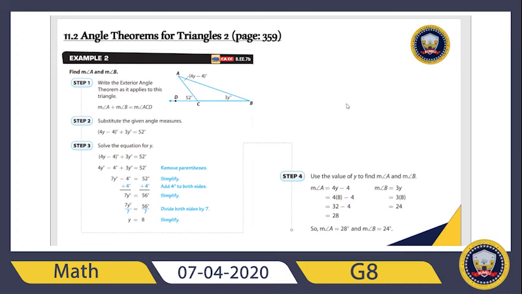Now let me add another question. If I am asked to find the angle ACB, I'm talking about this angle right here. How can I find it? Well, I have two ways. The first way, I say the measure of A plus the measure of B plus the measure of ACB, this angle, equals 180, and I will solve the equation.